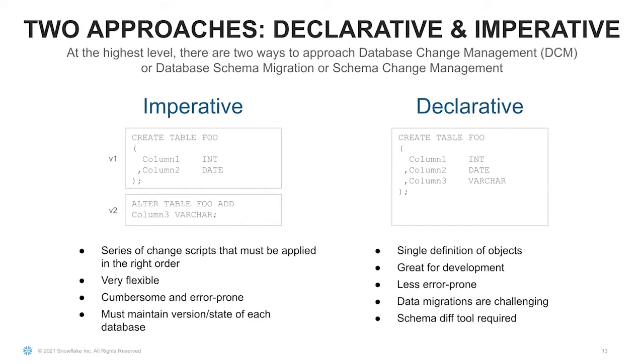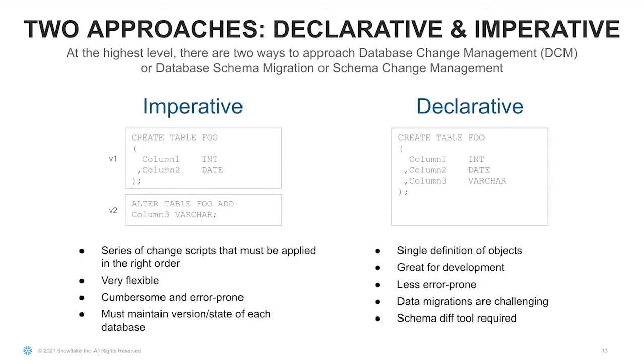And then a month later, if we decide we want to change the table, we don't go back and change the first script, the version 1. We create a new script, version 2. And in that script, we would write the SQL commands that we need to transform the database. So in this case, an alter table statement. This is why it's imperative, is that the developer is telling the database how to transition, what changes to make.